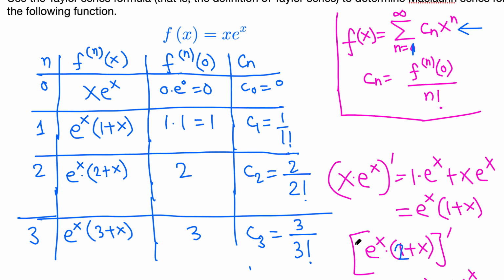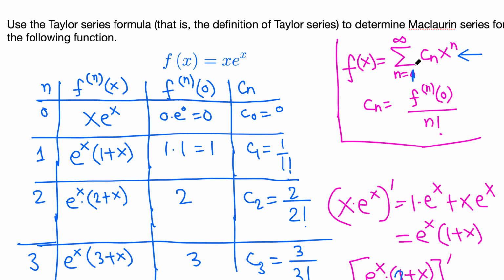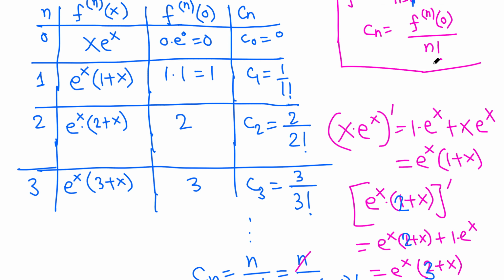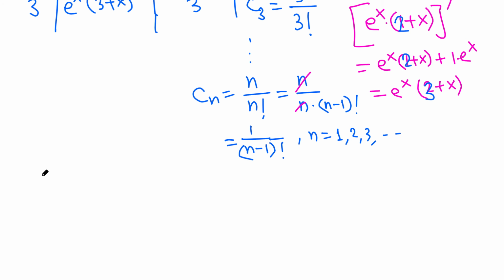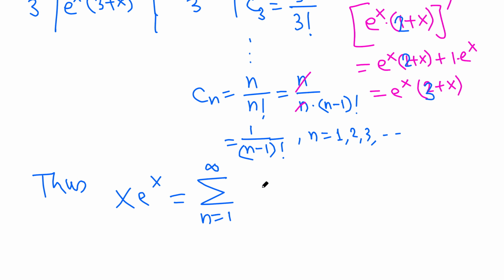So here is the Maclaurin series, and our Cn is 1 over (n minus 1) factorial. Thus the answer: the function x e^x is in fact equal to the sum, not from 0, since the very first term was 0, but from n equals 1 through infinity, of 1 over (n minus 1) factorial times x^n. That's the answer.